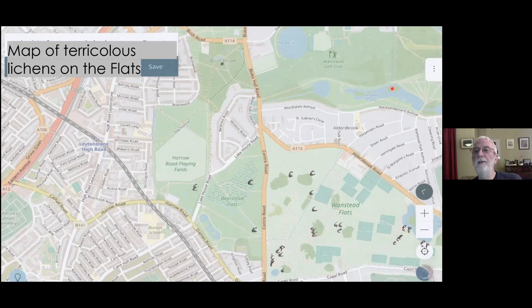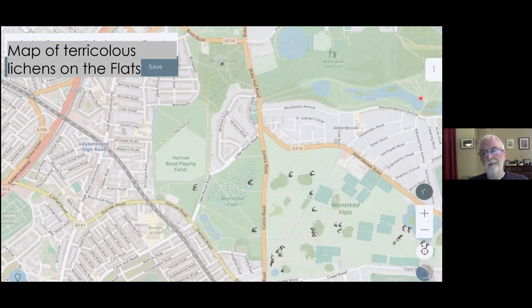I haven't found much in the park, except there's a bomb crater, I think. There's a sort of dent anyway in the park near the sequoia that was planted in memory of Winston Churchill. And there's a small patch of Cladonia there. And then, of course, there's this singular patch in the old sewage works.